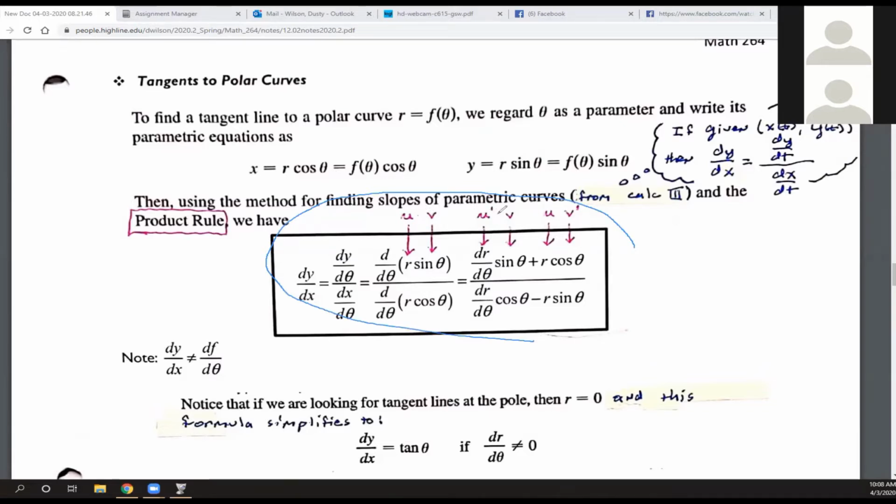The product rule: (UV)' equals U prime V plus U times V prime. And you do it in the numerator, you do it in the denominator. It's just a formula. It's not magical. It just comes from the parametric stuff from above. Questions, or are you ready to apply it?